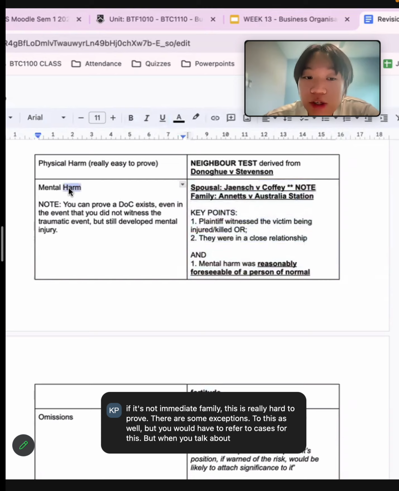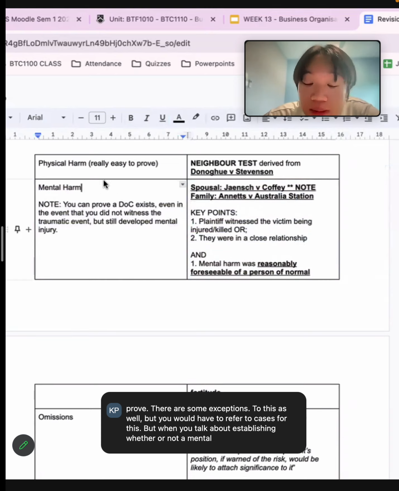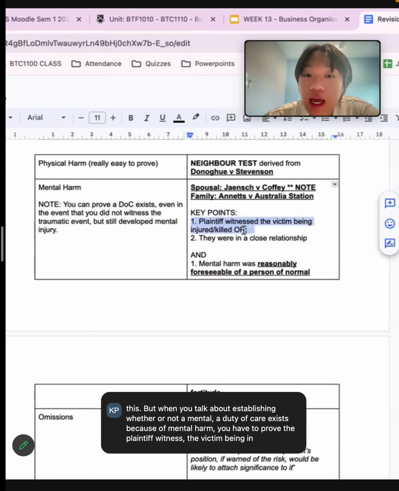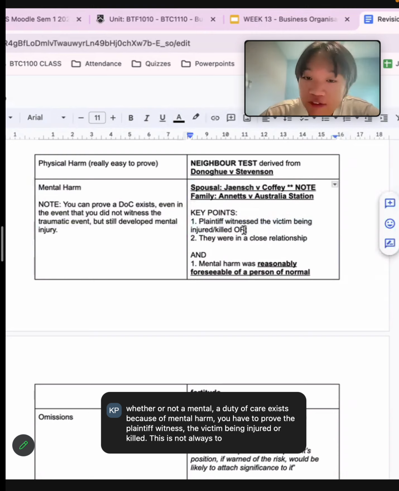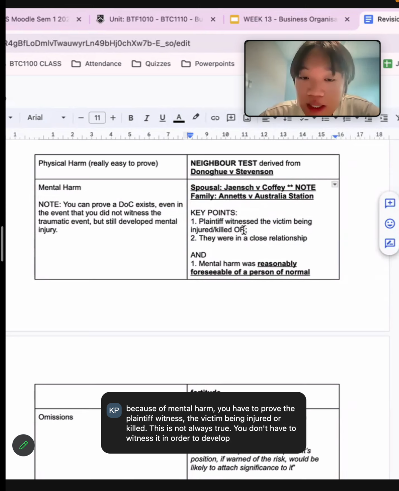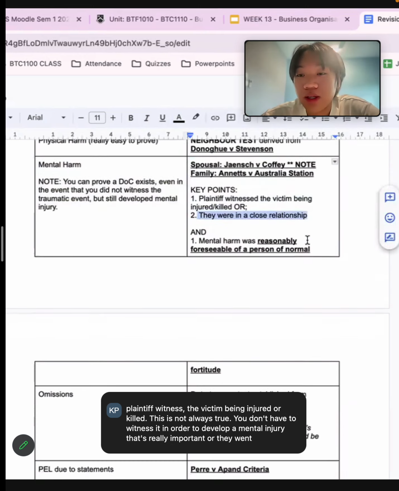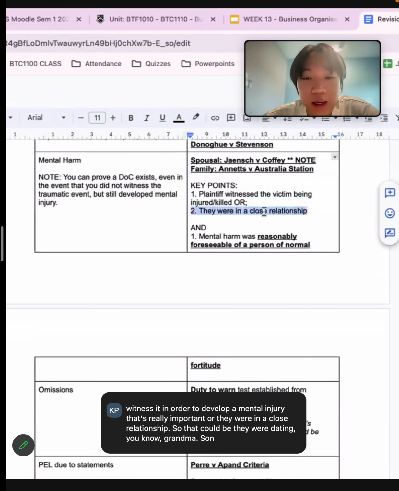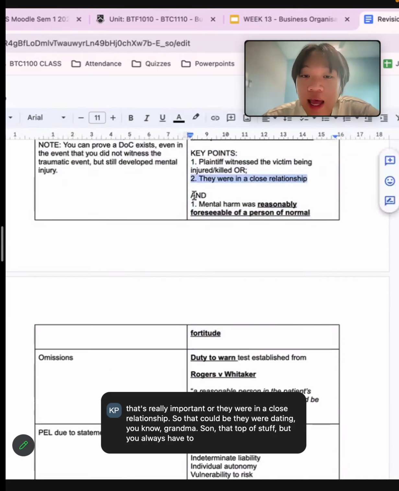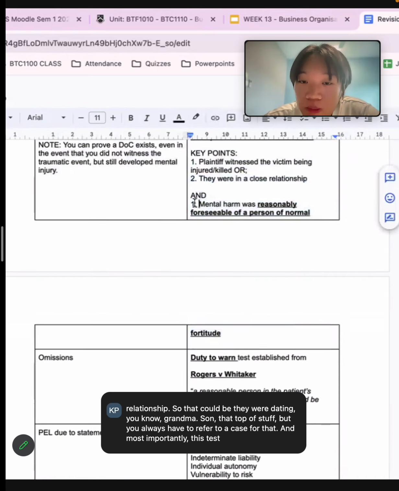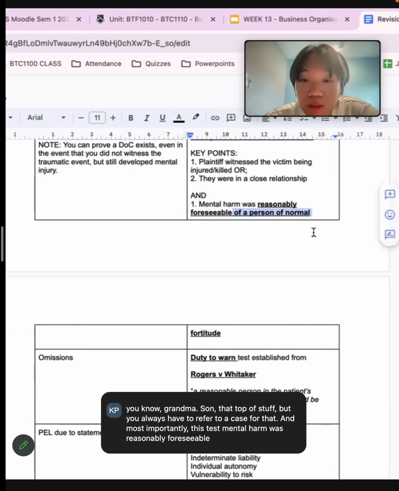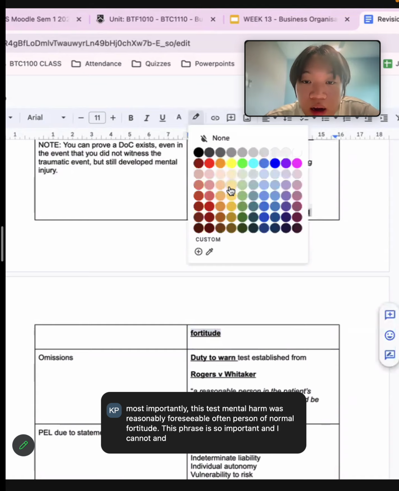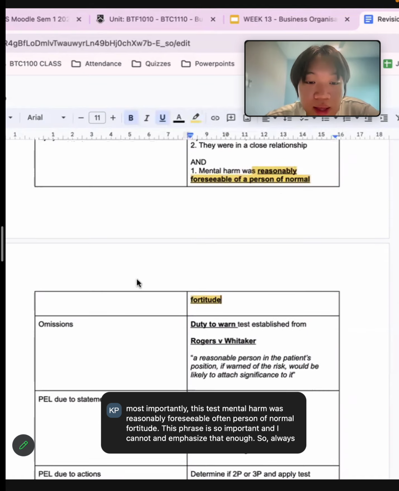But when you talk about establishing whether or not a duty of care exists because of mental harm, you have to prove the plaintiff witnessed the victim being injured or killed. This is not always true. You don't have to witness it in order to develop a mental injury. That's really important. Or they were in a close relationship. So that could be they were dating, grandma, son, that type of stuff. But you always have to refer to a case for that. And most importantly, this test, mental harm was reasonably foreseeable of a person of normal fortitude. This phrase is so important, and I cannot emphasize that enough. So always remember that one there.